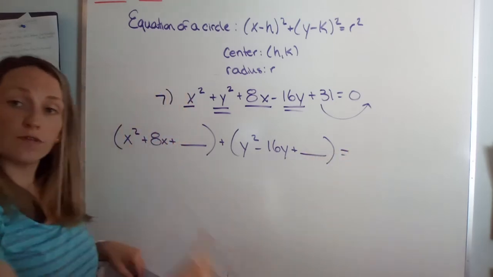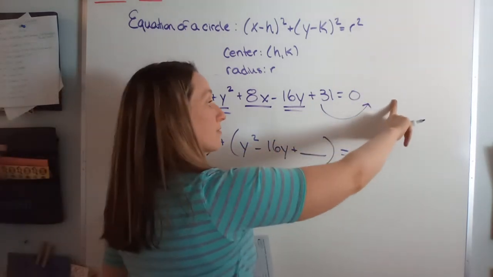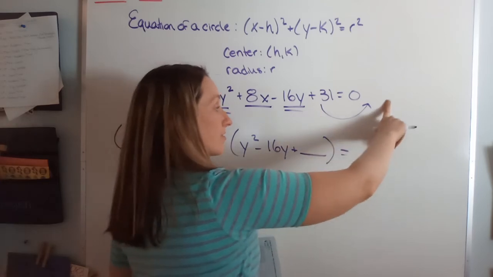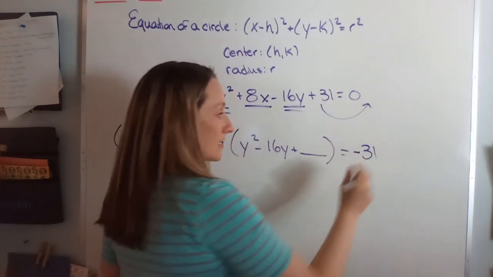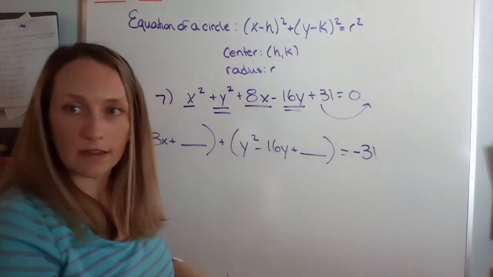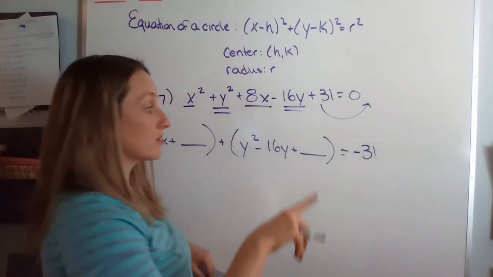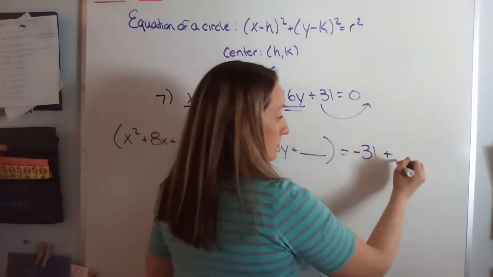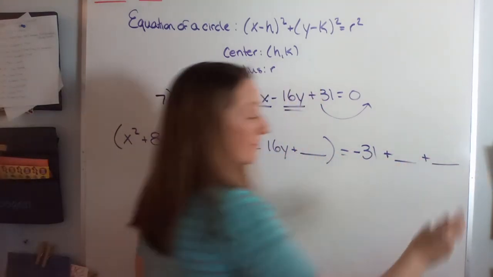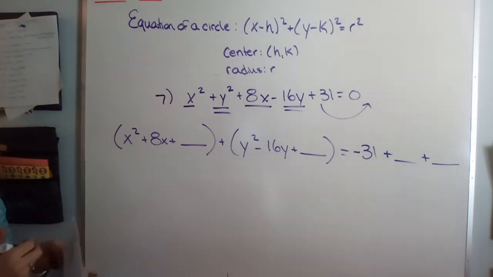Now I said move that 31 to the other side. What operation would bring that 31 to the other side? Subtraction. So make sure, because I see a lot of mistakes there. I see people just like putting 31 on the other side. Well, how did it get there? You have to subtract it over there. And then because you have the plus blank, you have to have the plus blank on the other side. Because whatever you do to one side of the equation, you must do to the other.